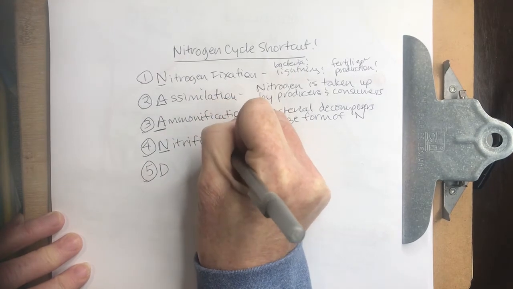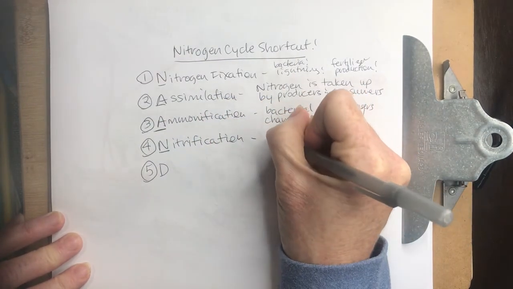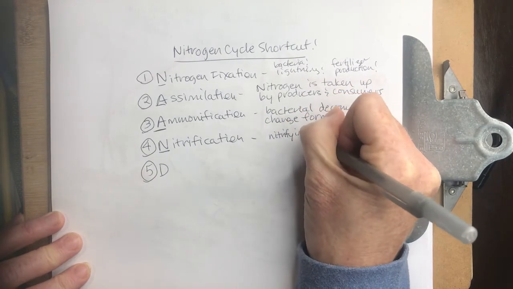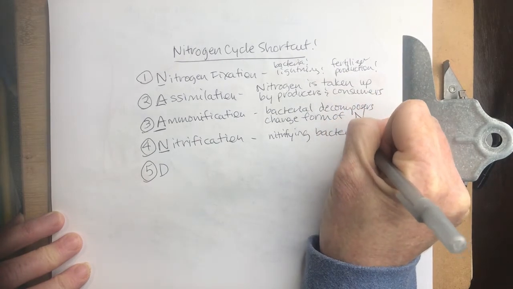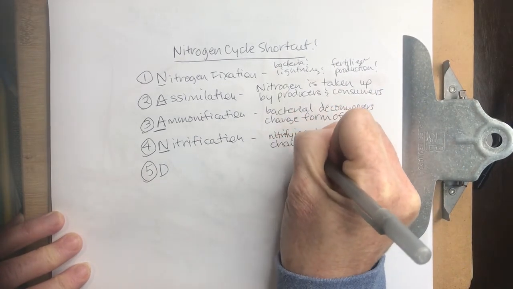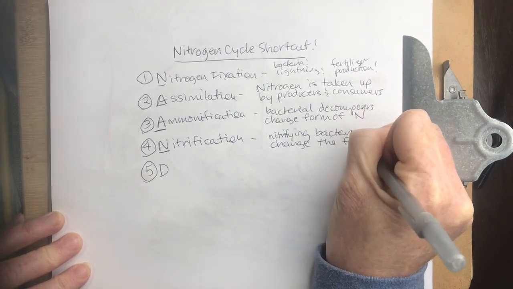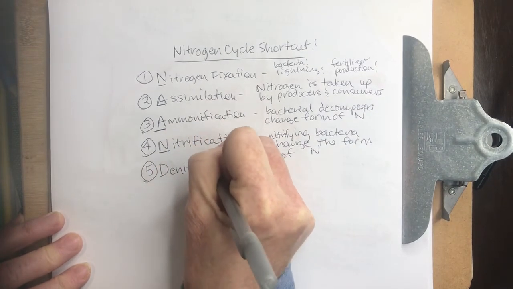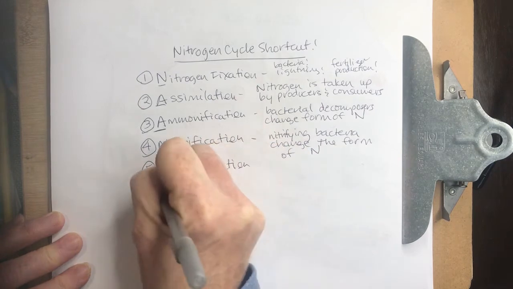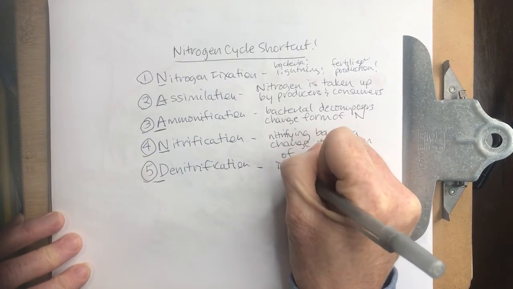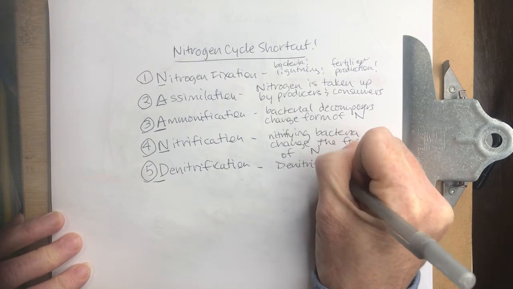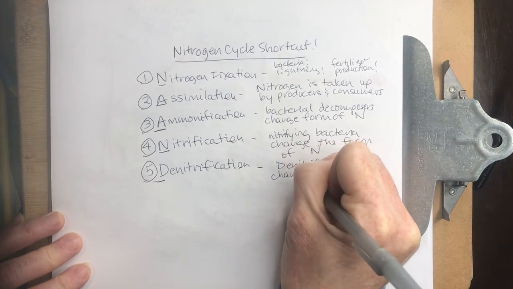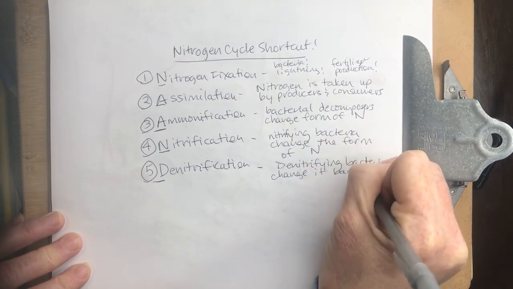Nitrification is next. This is when another type of bacteria, the nitrifying bacteria, once again change the form of nitrogen. And denitrification, last step, when denitrifying bacteria change it back into nitrogen gas.